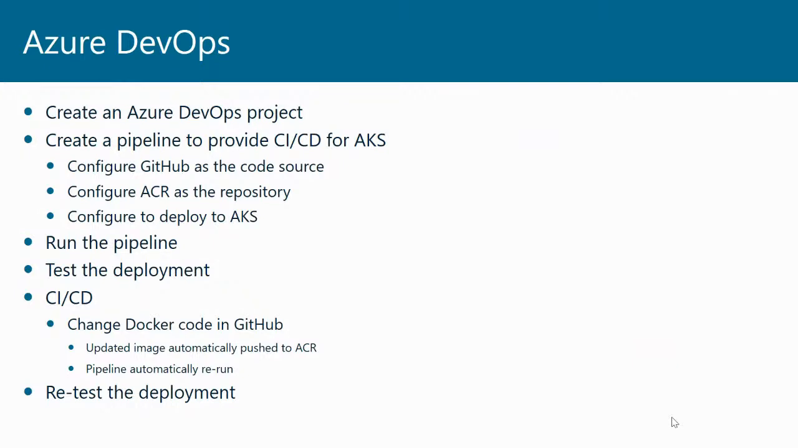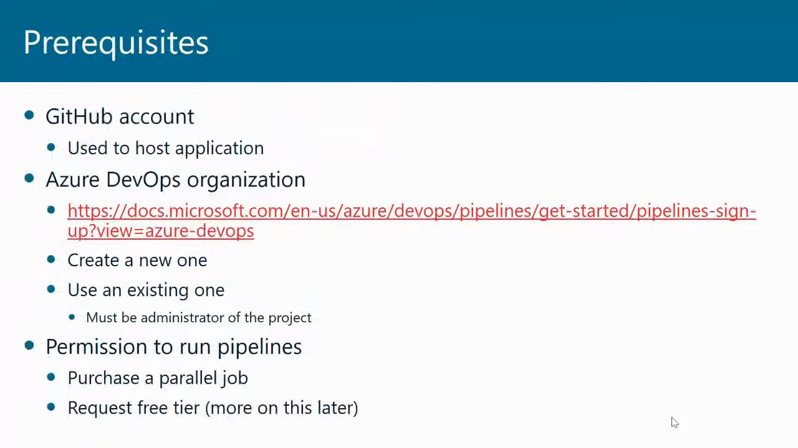So this is what we want to do. We want to create an Azure DevOps project, create a pipeline to provide CI/CD for AKS. So we're going to do basically the same demo I just did, but with Azure DevOps. We're going to configure GitHub as the code source, and ACR as the repository, which I'm going to manually create. We're going to configure it to deploy to AKS, and run the pipeline, test the deployment. The CI/CD part is we're going to change something in the Docker GitHub and then retest the deployment and verify that everything still works, right?